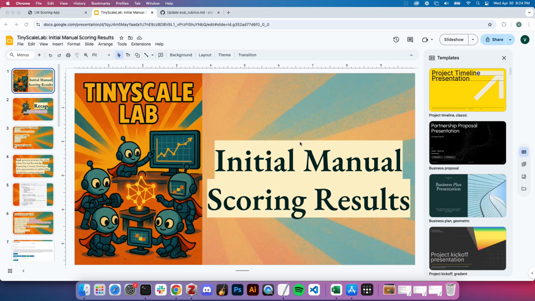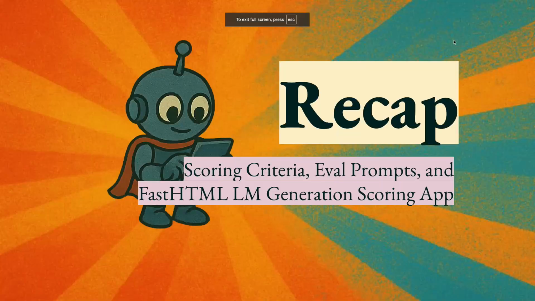In this video, I'm going to talk about my initial manual scoring results for my baseline model text generations, given my evaluation prompts. So a quick recap, what have I done so far when it comes to my evals? I've defined scoring criteria, I have curated a set of eval prompts based on each scoring category, and then I've created a FastHTML app where I can perform my scoring activities.